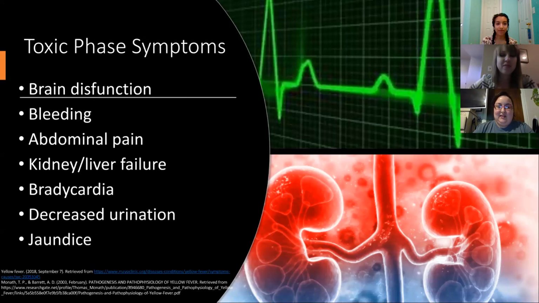If the subject does not go into the period of remission phase, they will then go into what's called the period of intoxication. Approximately 1 in 7 people that become infected with yellow fever get to this phase. This is where the virus disappears from the blood and starts replicating in the liver, and antibodies appear in the body. When replication comes, symptoms of brain dysfunction, bleeding, abdominal pain, bradycardia, which is the slowing of the heart, decreased urination, kidney and liver failure, and lastly, jaundice, which is yellowing of the skin.